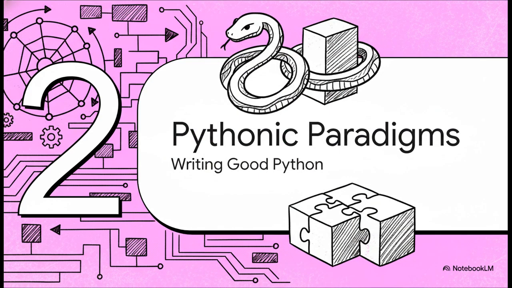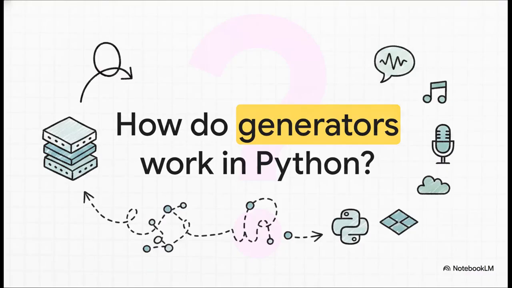Okay, welcome to level 2, Pythonic paradigms. This is all about writing good Python. Now that we've survived the basics, our focus shifts from simple syntax to architectural patterns and code efficiency. A staple question at this intermediate level is, how do generators work in Python? Interviewers at companies like Spotify and Dropbox absolutely love this topic because it perfectly tests your understanding of memory efficiency when you're handling massive datasets.